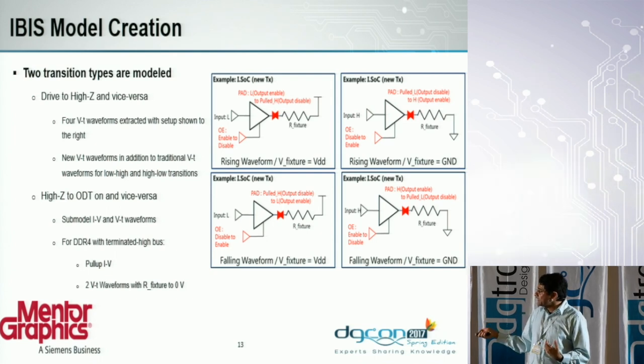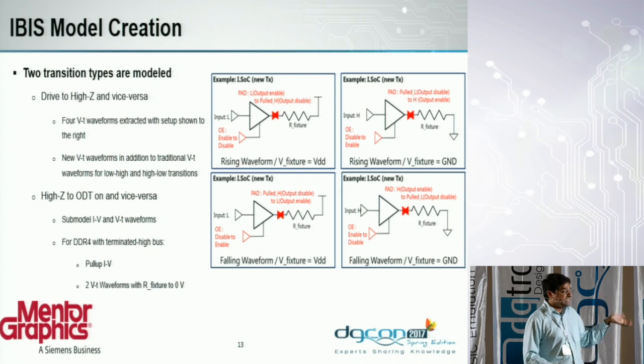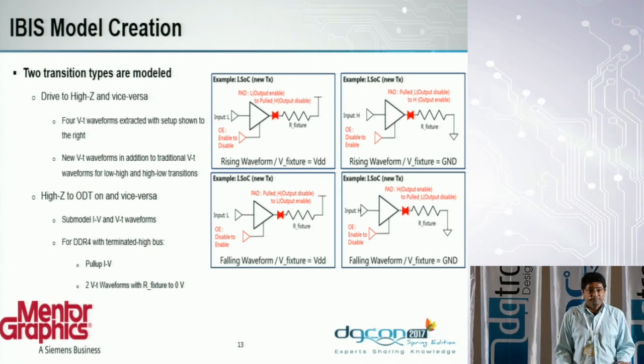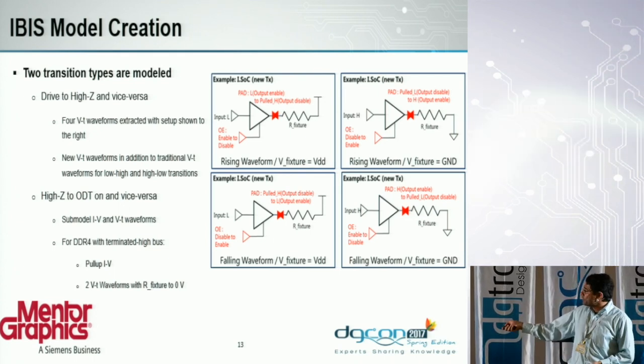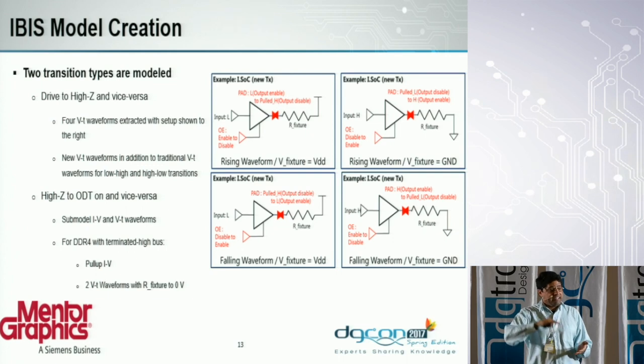This is not something that is done currently with any IBIS generation. So this is one of the changes that has to be made in methodology. Similarly, you have to do the same thing for ODT as well. It's not shown in the diagrams here, but what you're going to have to do is essentially have ODT enable change and see what the waveforms look like as they change.